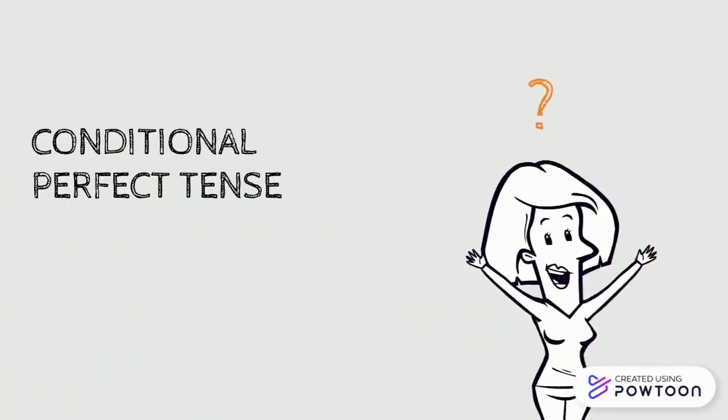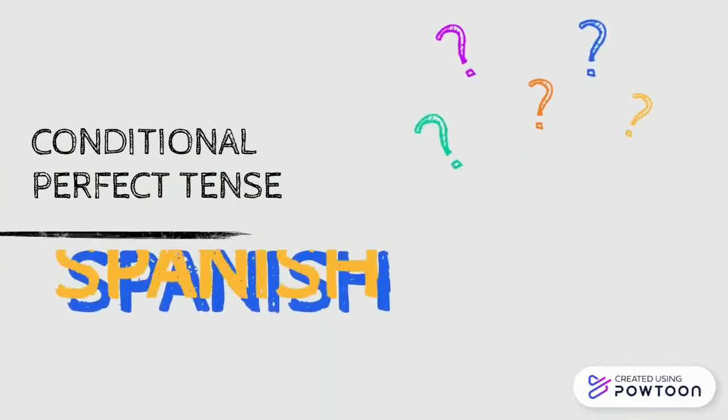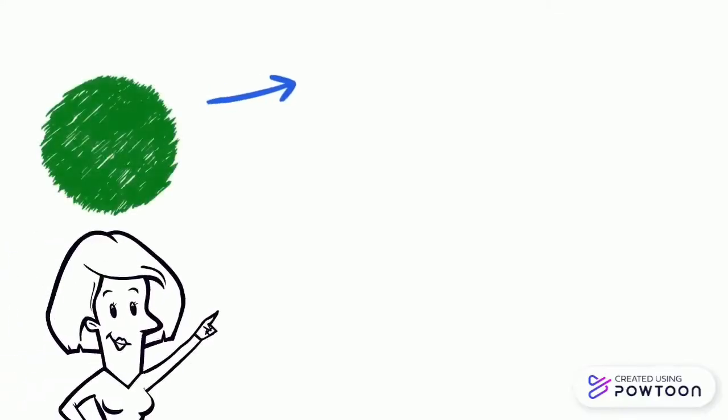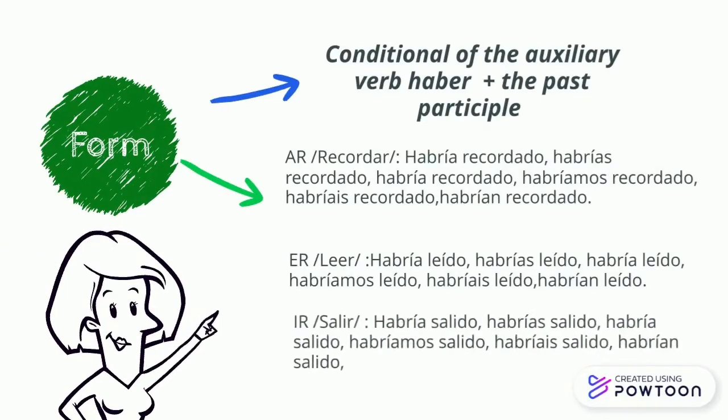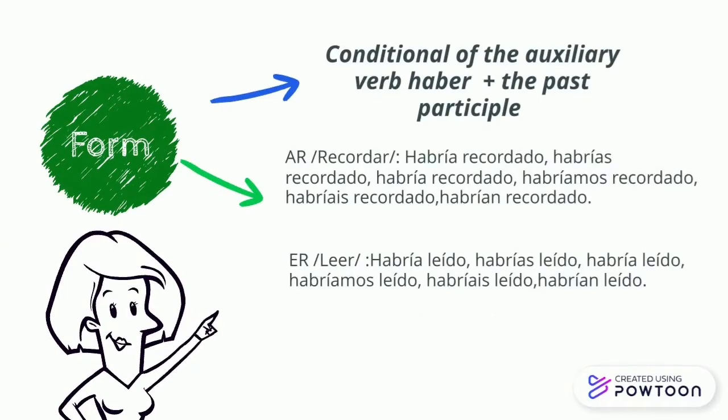Now I'm going to continue talking about the conditional perfect tense in Spanish. We form the conditional perfect tense by using the auxiliary verb haber plus the past participle. We need to inflect the verb haber: habría, habrías, habría, habríamos, habríais, and habrían.